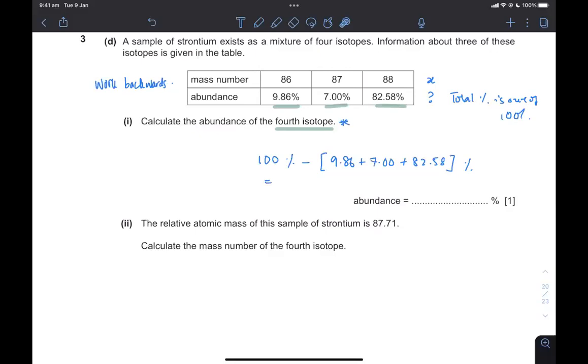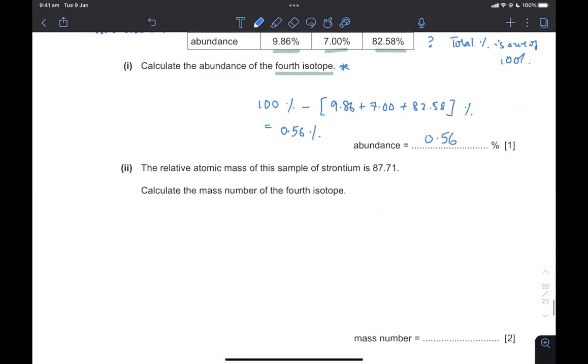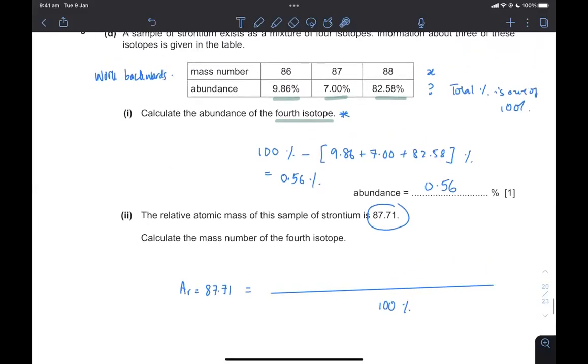And I just want to show you the mathematics. I did tell you last time that you need to be quite good with mathematics, otherwise you will suffer, not just in physics, but also in chemistry. They give you the answer here because the Ar, which is 87.71, is equal to something divided by 100%, because I am given percentage here. I have 86 multiplied by 9.86 plus 87 multiplied by 7.00. Mass number multiplied by percentage. Add them up together. The next one is 88 multiplied by 82.58.